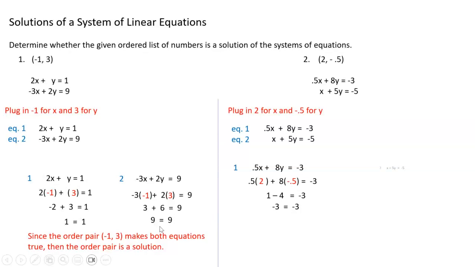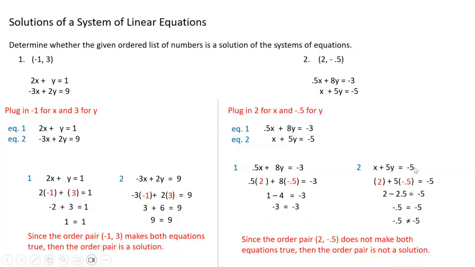But it also has to satisfy equation number 2. Again, we repeat the process. 2 for x and negative 0.5 for y. This gives us 2 minus 2.5, which gives us negative 0.5. If you notice, these are not equivalent. Therefore, the point 2, negative 0.5 does not make both equations true, so the ordered pair is not a solution. So for number 1, it was a solution, and for number 2, it wasn't. Okay.